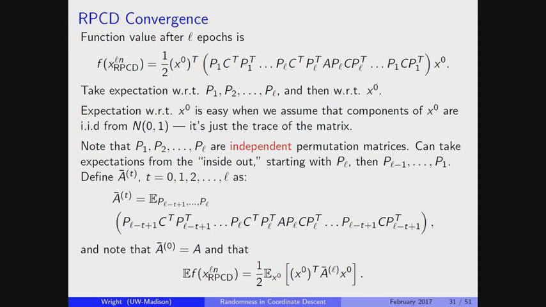Okay? So taking the expectation with respect to x_0 is easy. It's just the trace of this matrix, essentially. So that part's easy. The hard part is analyzing the expectations over the P_l's. Okay, so how do we do that?